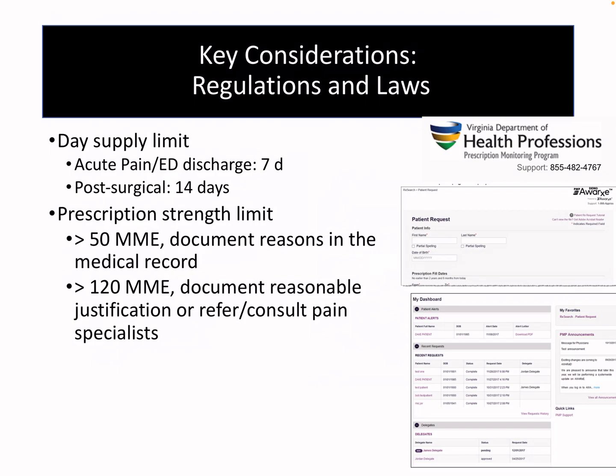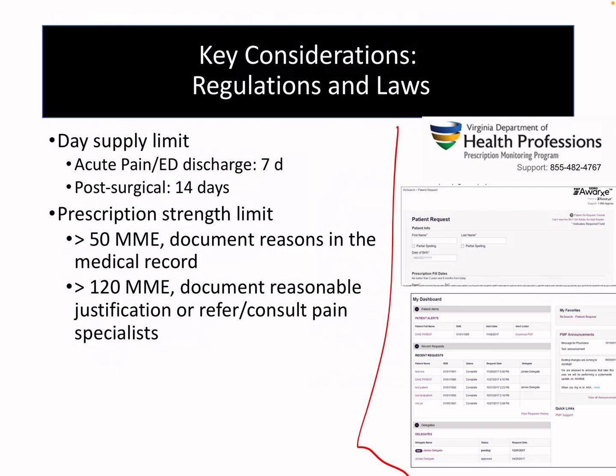Similarly, the cutoff for post-surgical patients is 14 days. Your prescription strength limits listed here are 15 morphine milliequivalents. You have to have a documented reason in the medical record for prescribing above that. And then greater than 120, you have to have reasonable justification and refer to a consulting pain specialist.